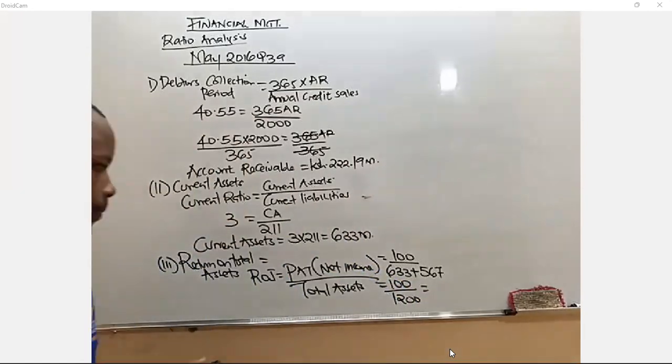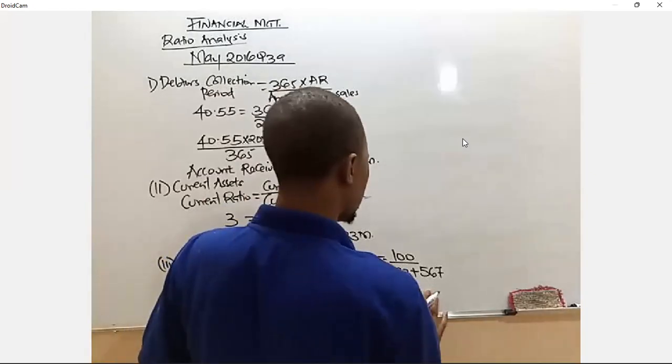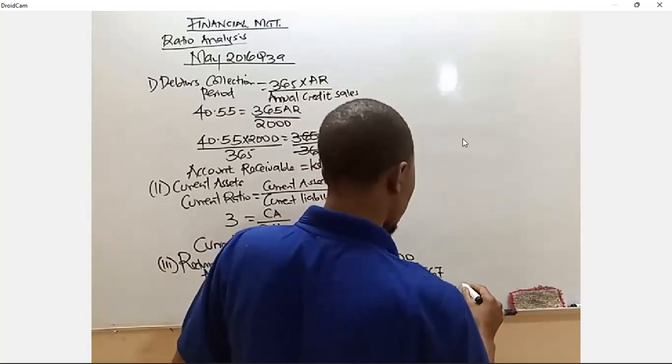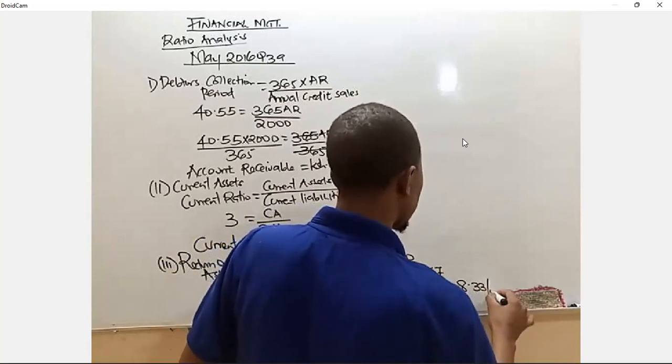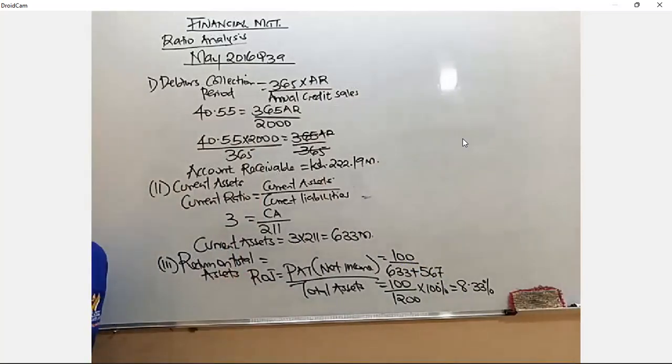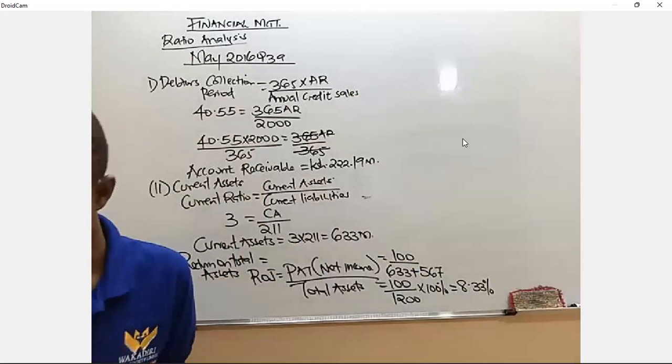How much is it? And remember, you are converting it into 100%. So 100 divided by 1200 times 100%. I should be getting something closer to 8.33%. That is the return on investments. The return on investments, that is what you're supposed to be getting.